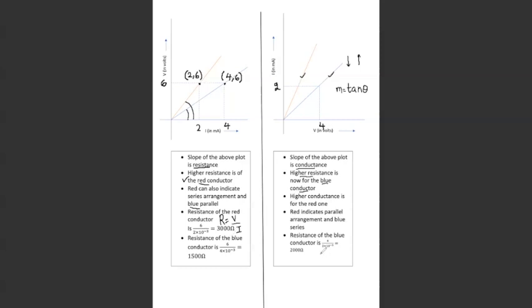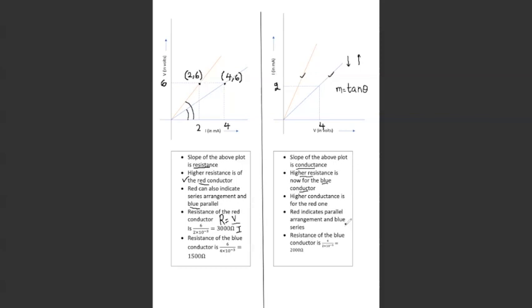Now, if I go to the second diagram, there the formula will remain the same, but in terms of slope, it is going to be the reciprocal, because here it's I on the y-axis and V on the x-axis. So here you can't say that slope indicates resistance. If you find slope, you are actually finding conductance. But if I want to find resistance, I will have to take the reciprocal of the slope.